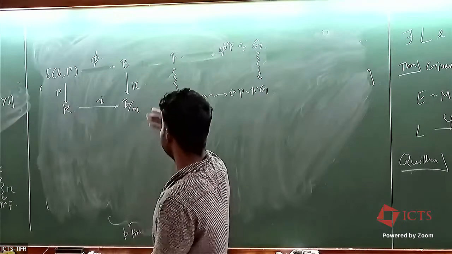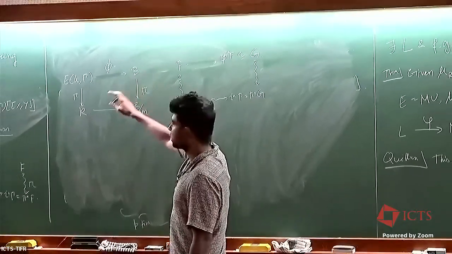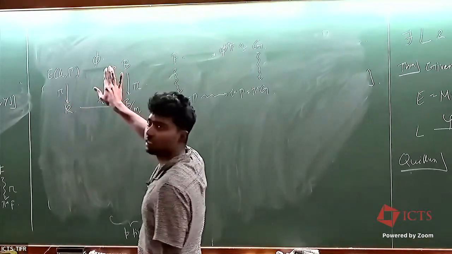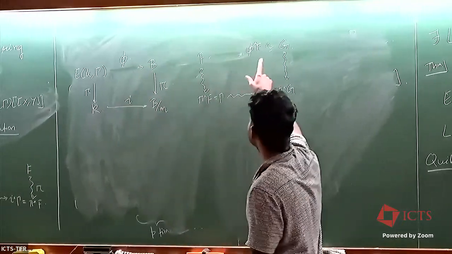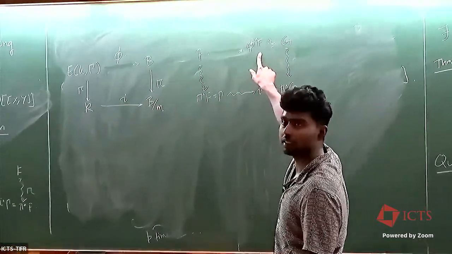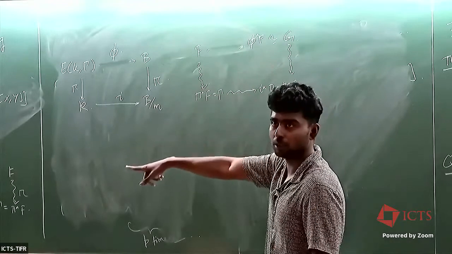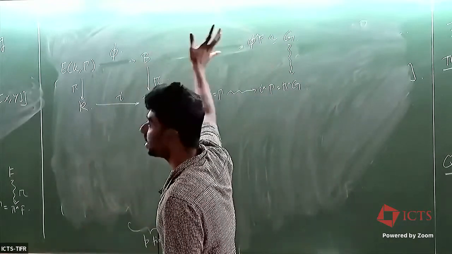So you start with some deformation B, and you get a map from here to here, such that G is actually the pushforward of F along φ. In that sense, it is a universal deformation. It classifies all the other deformations.